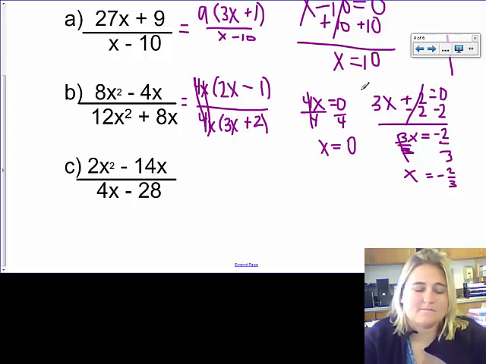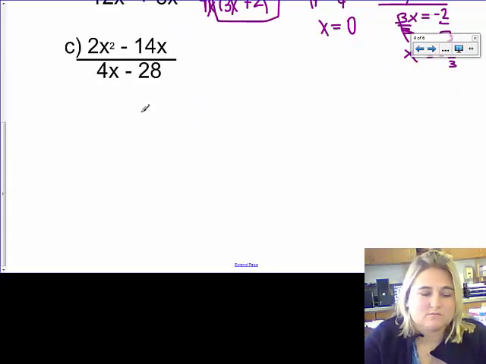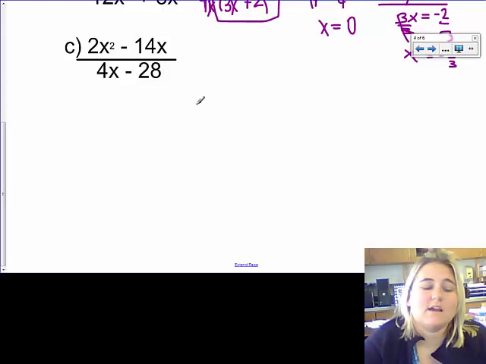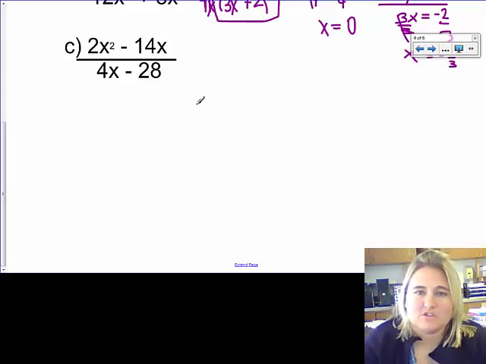Okay? Both of this part right here, and each of these are part of your answer. So on C, I would like for you to try that on your own paper. Pause the video and we'll go over it together in just a moment.